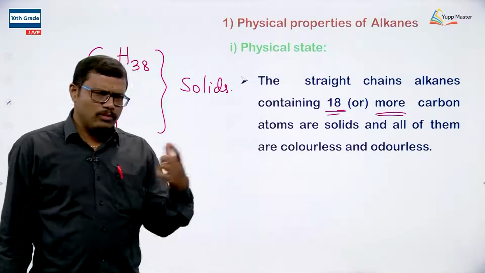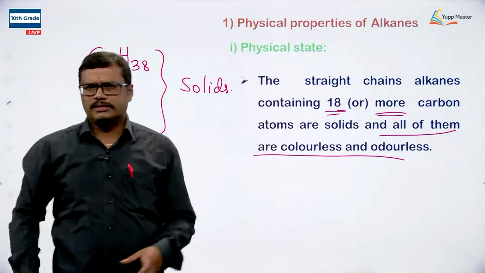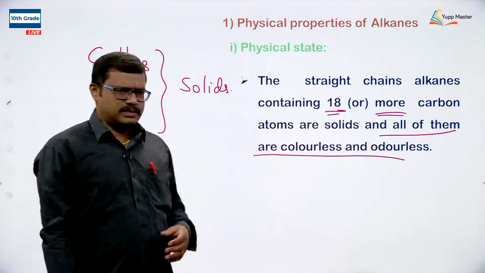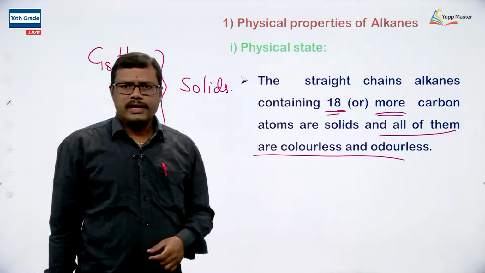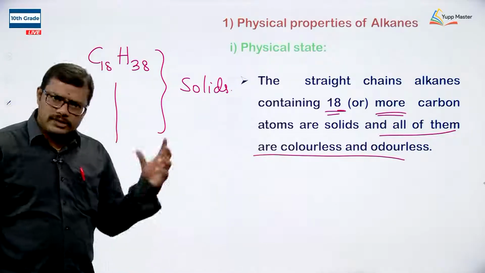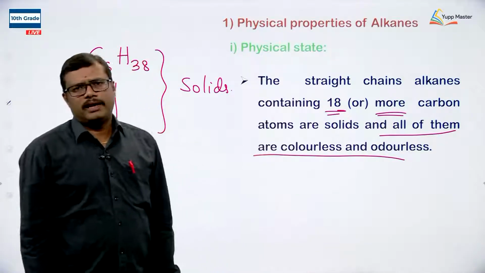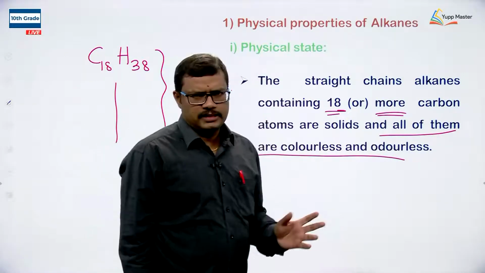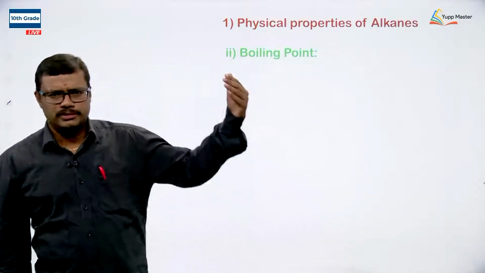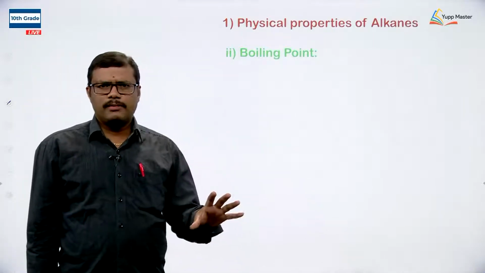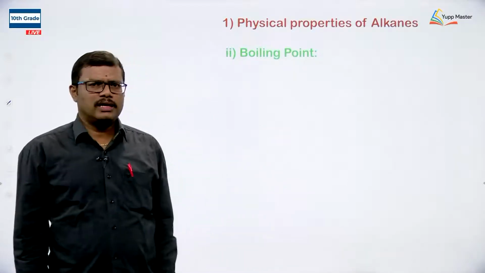Moreover, one more thing we can observe is that all the solids are colorless and odorless. Odorless means without smell. No smell, no color is present for all these alkanes which are solid in nature. Which alkanes are solid in nature? Alkanes containing 18 or more carbon atoms are all solids. So, this is how the physical state of alkanes can be explained. The lower members are gases, the middle members up to carbon 17 are liquids, and from carbon 18 onwards, the heavier members are solids.